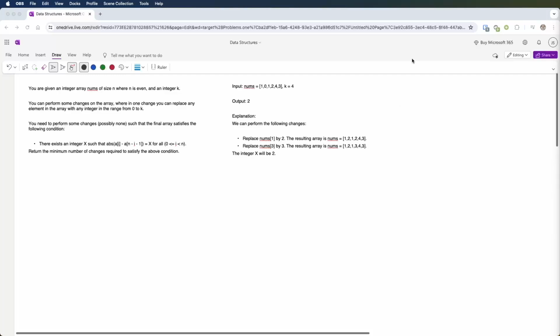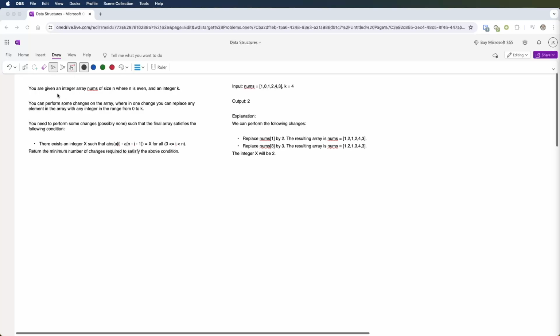So today we're looking at the problem minimum array changes to make differences equal. This was question 3 in Biweekly Contest 135, and this was actually a very hard one. I was not able to get this during the contest, but I was able to upsolve it, and I'm just going to go through my solution and explain how it works.